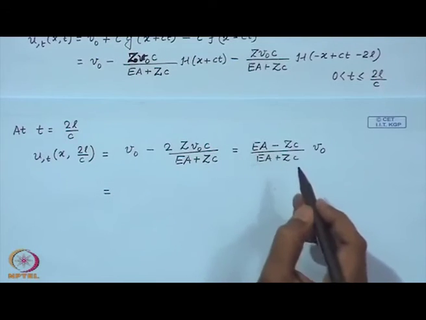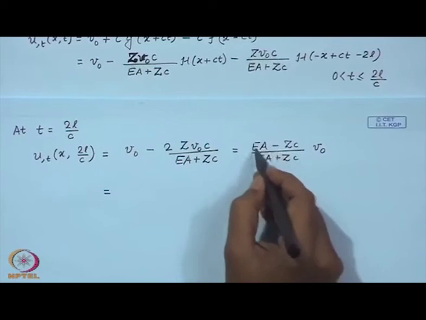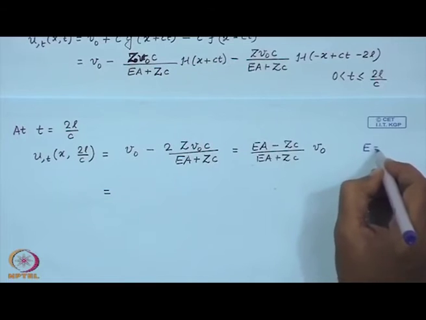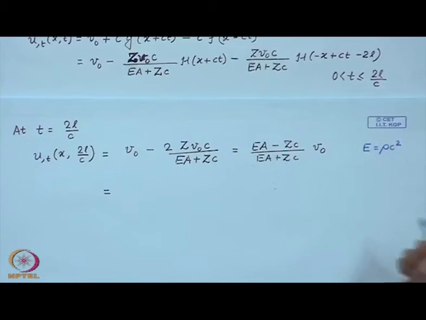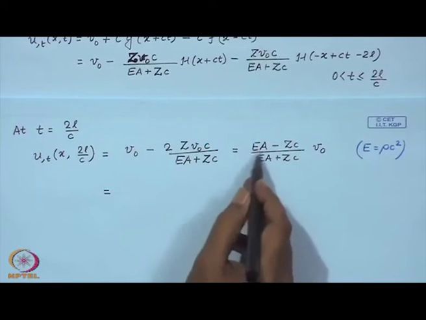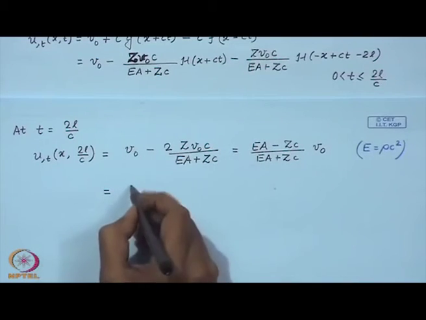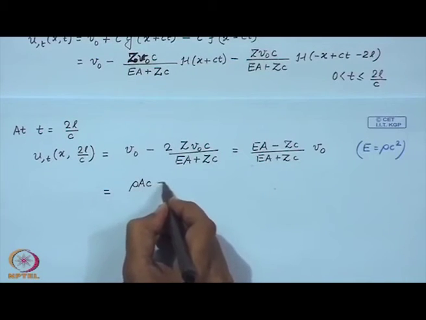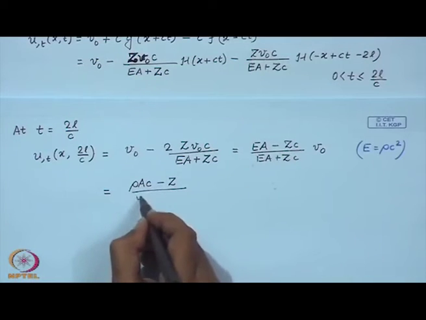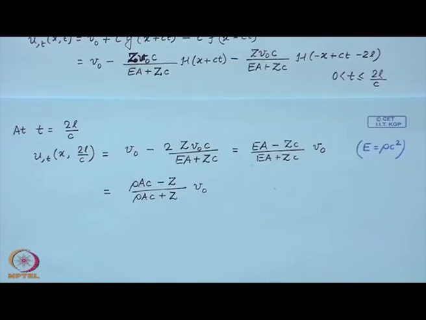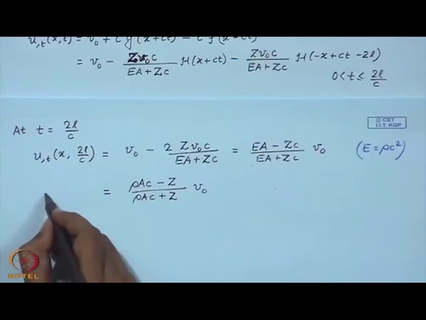Now, EA or E can be written as, we know that E over rho is c square. So, E is rho c square. If you substitute this here and make some simplifications, this is the velocity field in the bar.